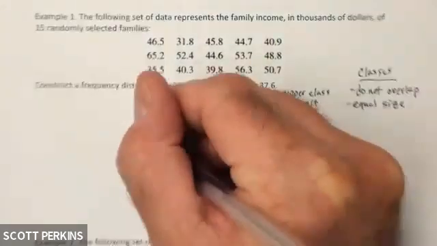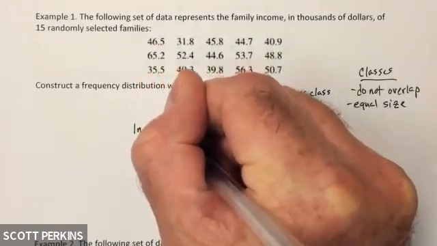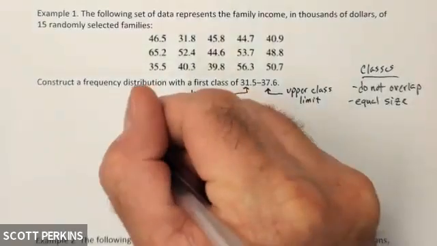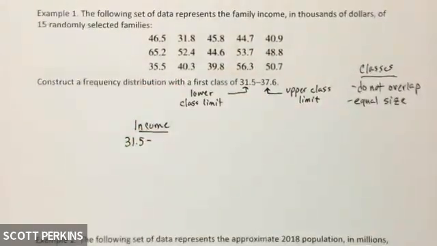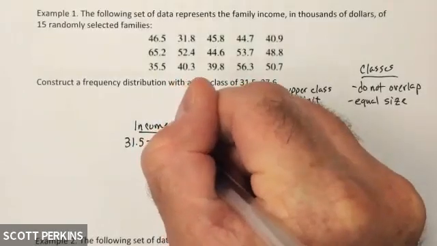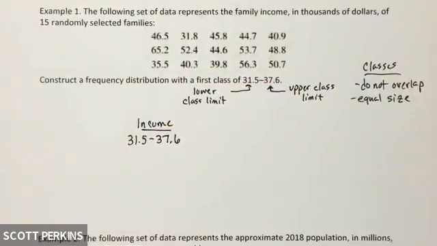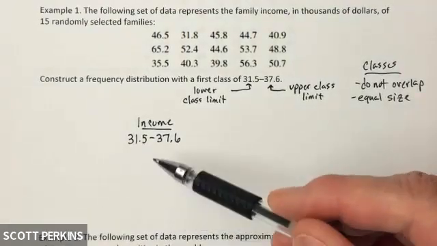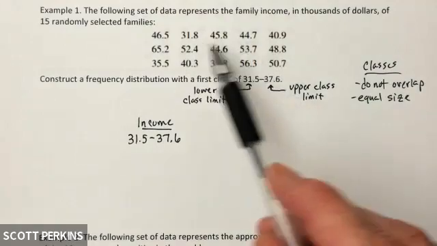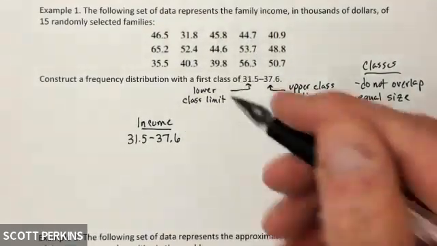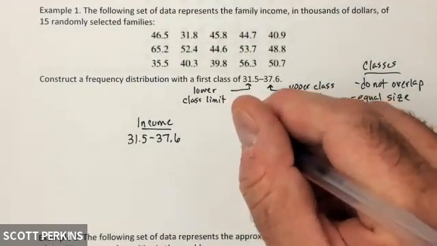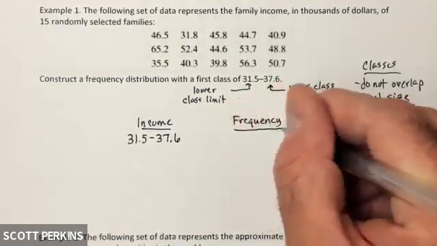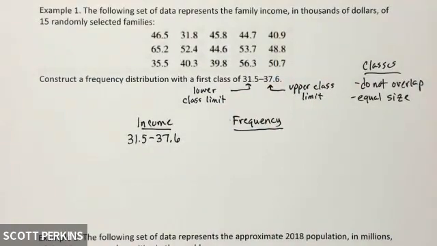What we're going to do is we're going to make a column for income. Okay, and that's where we're going to put our first class. So 31.5 through 37.6. And then once we get all of our classes lined up, because we need enough classes to span this whole set of data, once we get that, we are going to go through and we are going to look at what the frequency is that something occurs in each class.